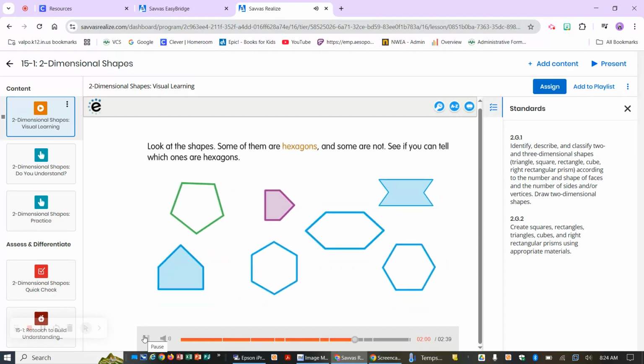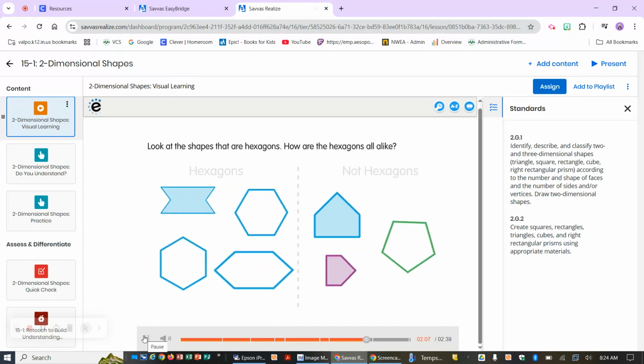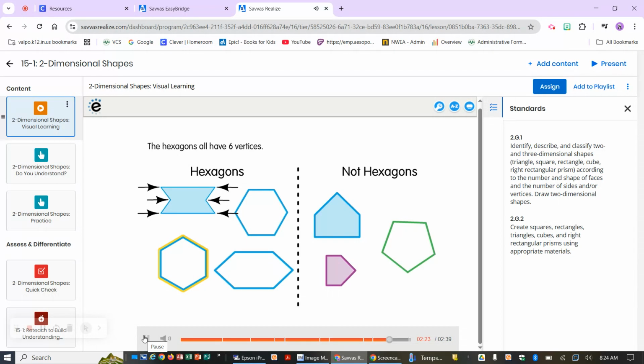Look at the shapes. Some of them are hexagons and some are not. See if you can tell which ones are hexagons. Okay, with hexagons, we are looking for shapes that have 6 sides. Look at the shapes that are hexagons. How are the hexagons all alike? The hexagons all have 6 sides. The hexagons all have 6 vertices. The hexagons all have 6 angles.